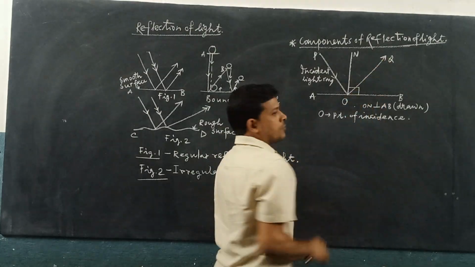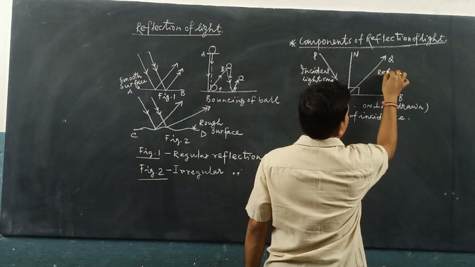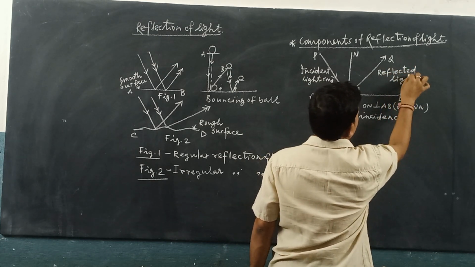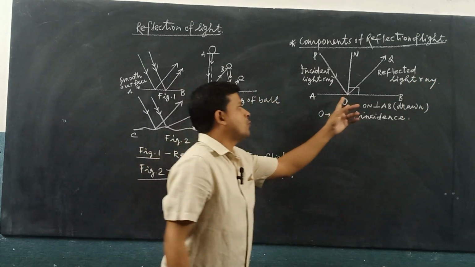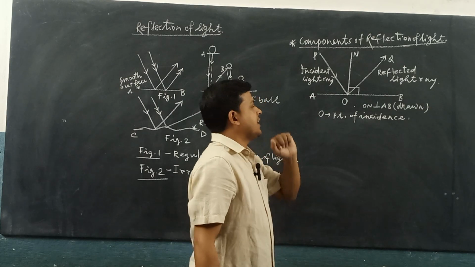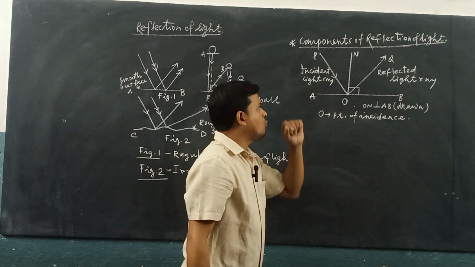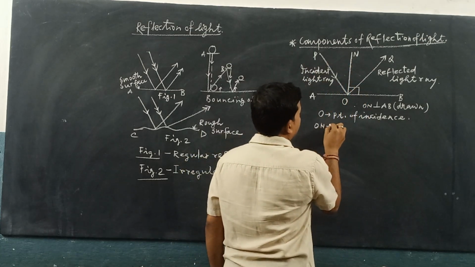OQ is the path followed by the light ray after reflection. So this is called the reflected light ray. Here ON is the perpendicular drawn on the reflecting surface AB at O. So ON is called the normal.